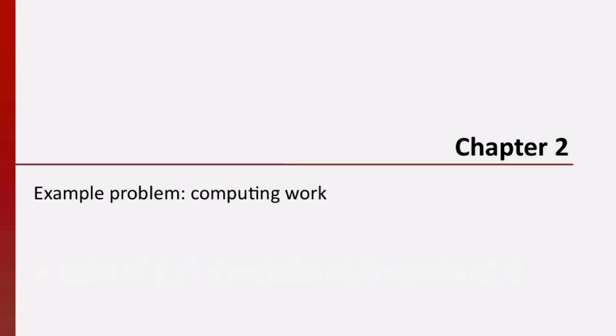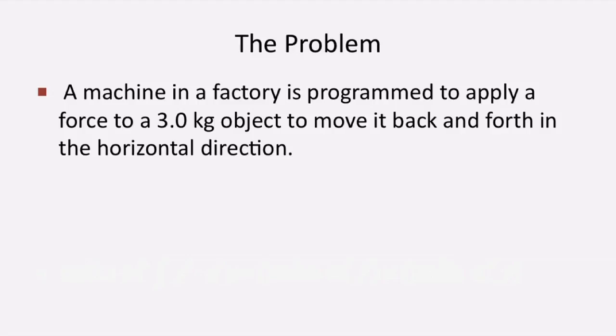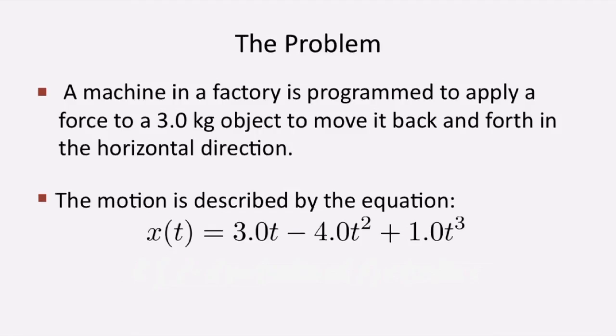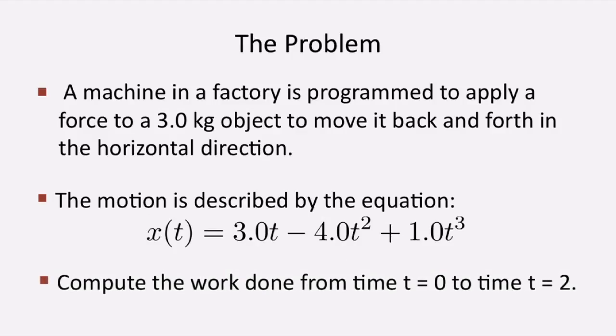In this example, we'll see how unit analysis can help us check our calculation of the work done by an applied force. In this problem, a machine in a factory is programmed to apply a force to a 3 kilogram object to move it back and forth in the horizontal direction. The position of the object as a function of time is given by the equation x equals 3t minus 4t squared plus 1t cubed, where x is measured in units of meters and t in seconds. Find the work done on the object by the force from t equals 0 to t equals 2.